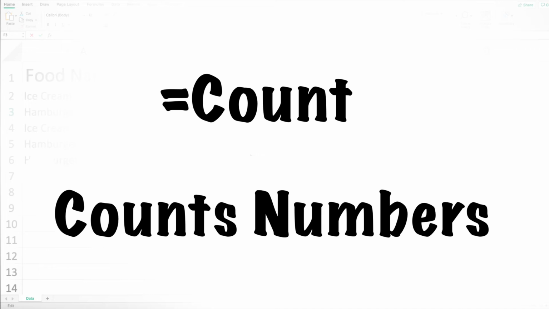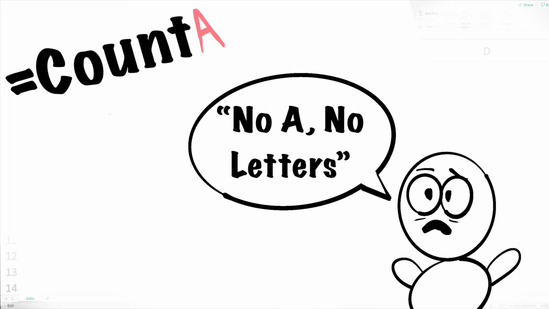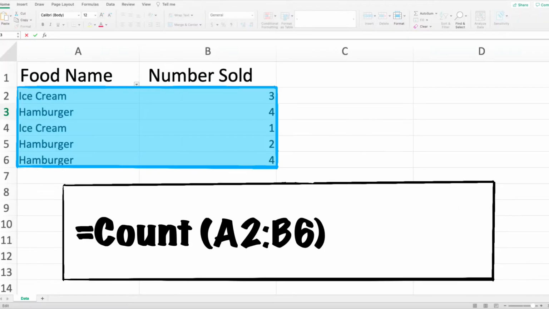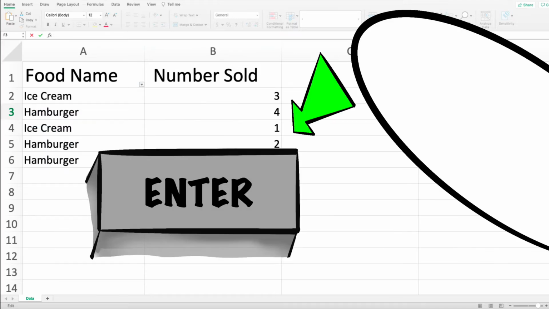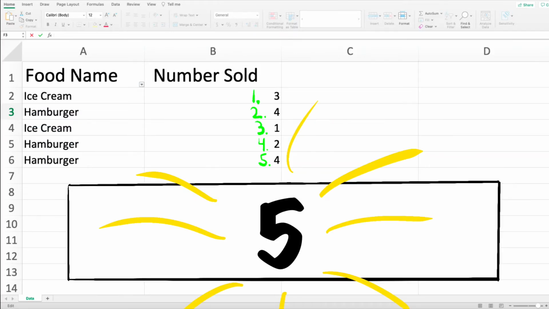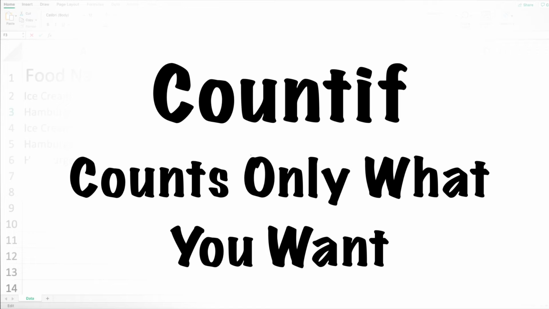Next up is the count function, which counts only cells with numbers. You could say if you drop the A, you drop the ability to count letters. Same as before, type equals count with your range in parentheses, hit enter, and Excel will return only the number of cells containing numbers. Last up, the Countif counts only what you tell it to.